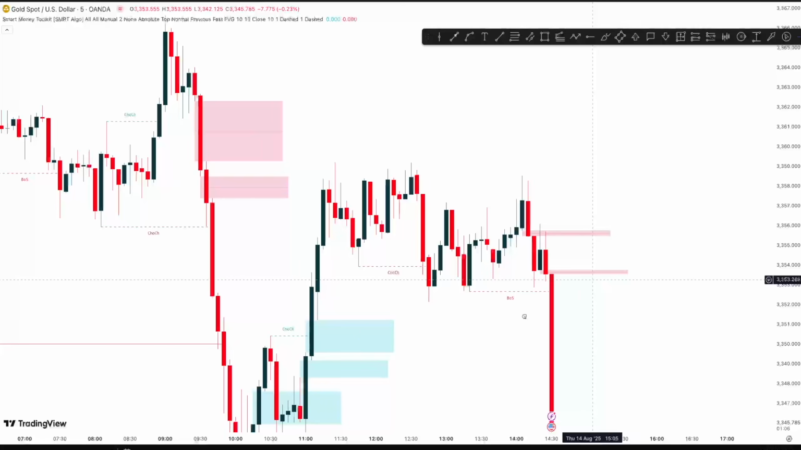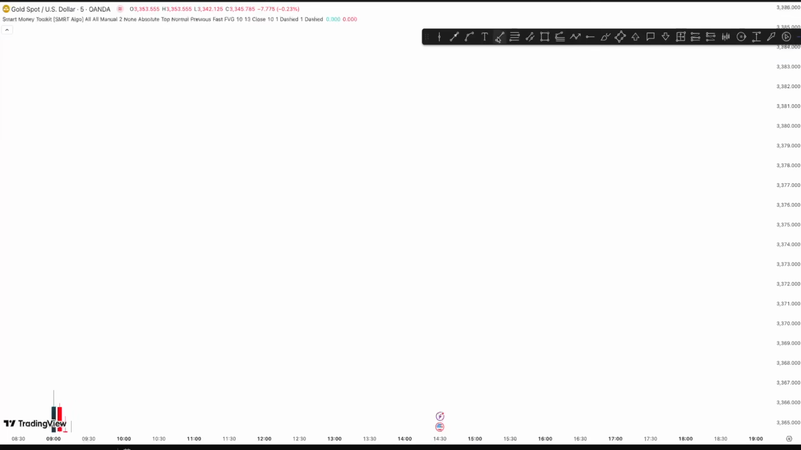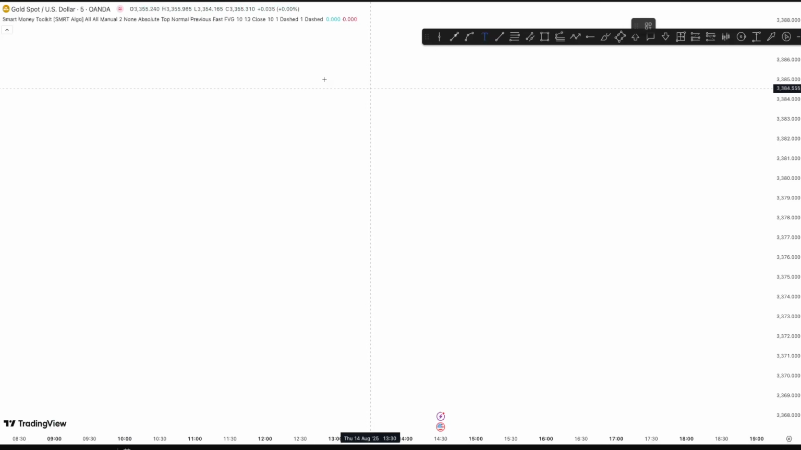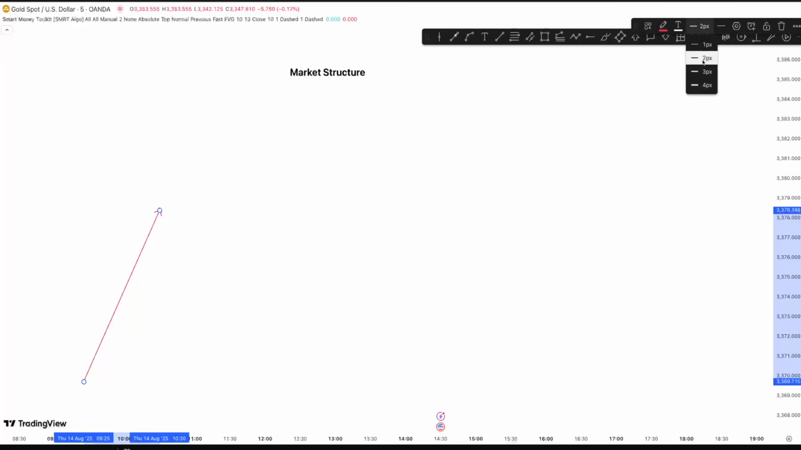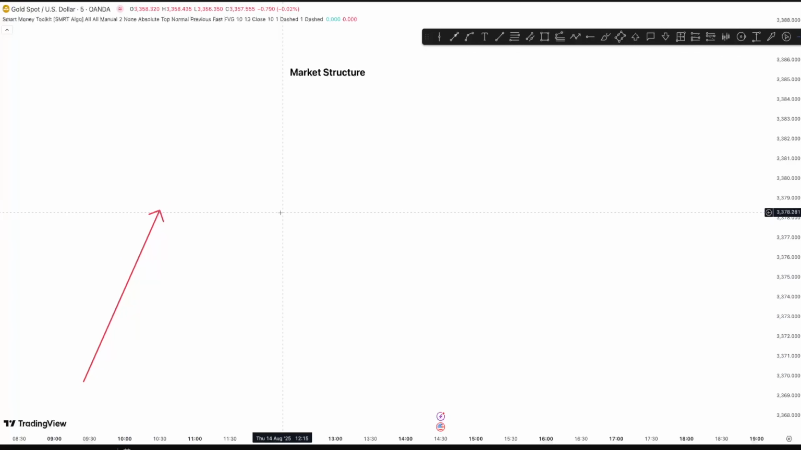So the main point is that every time, let's look at the market structure very quickly here. Let's say we have a market structure here, and we already know that market structure doesn't move in a straight line like so many people portray it. Market structure is very difficult to understand. I'm going to make this as difficult as possible. We have a move to the upside. Let's make it bigger. You'll understand market structure based on this.